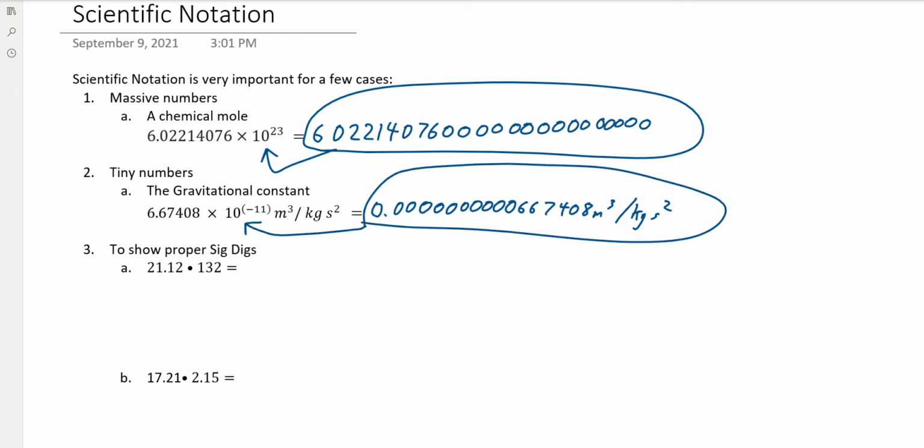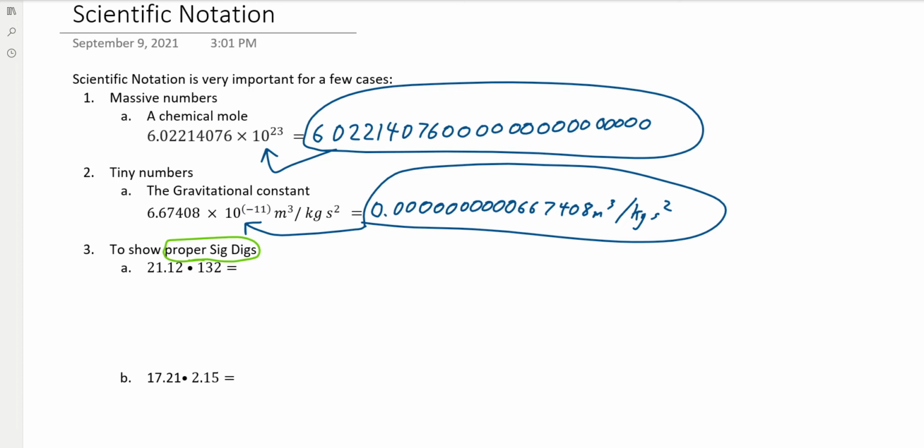Secondly, and more importantly, most of the time, is to show proper sig digs. Sometimes things are a pain in the butt and we just do them anyway, we get over ourselves. But sometimes it's actually better because of a certain reason to do it, so we would keep doing it. But here, it's better to do scientific notation because it shows the proper sig digs.